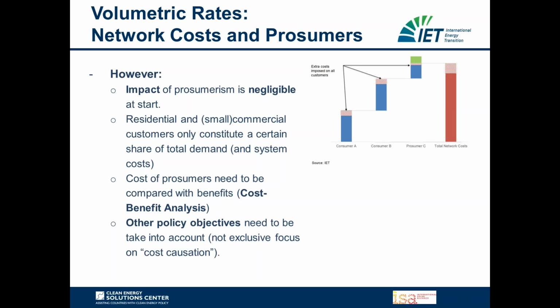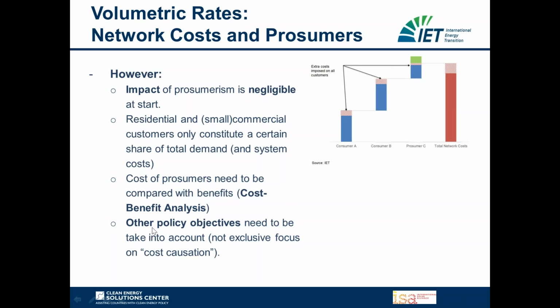Only when you reach higher shares of penetration of distributed generation, let's say 1.5% to 3%, then you might have to look at rate design changes. And we also said that it is crucial to also look at the benefits of distributed generation, because they should also be taken into account. So we will have a closer look at the cost-benefit analysis of distributed generation in a couple of minutes from now.